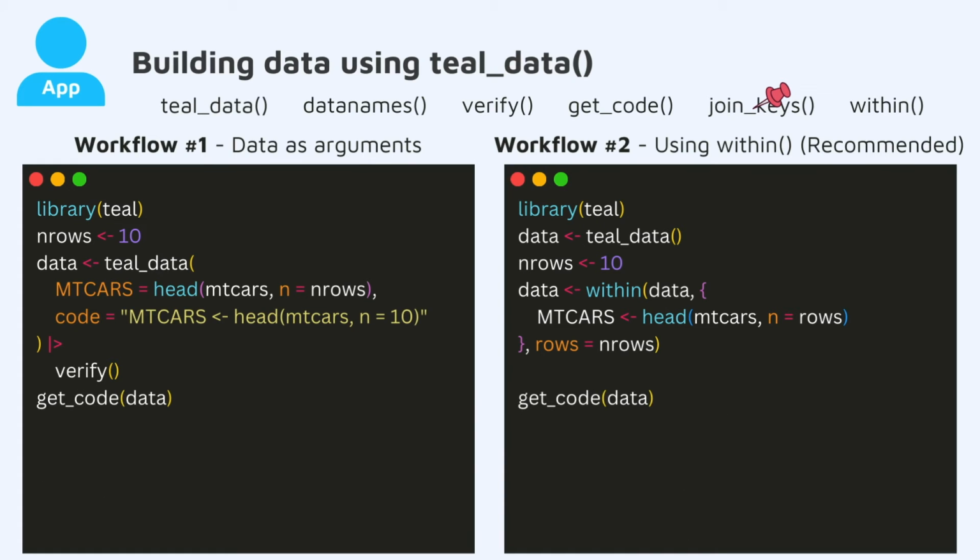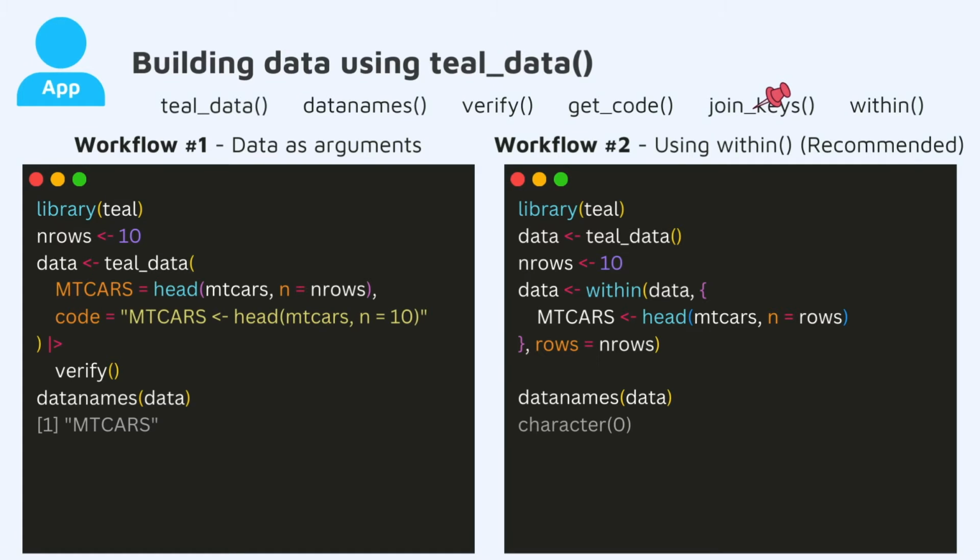We can get the code using the getCode in both workflows. Note that the rows was replaced by its value in the within workflow. If we try to get the data names, you'll realize that it is empty in the case of the within workflow. If the data names is empty, Teal will try to pass all the valid datasets in the environment as datasets in the Teal app.